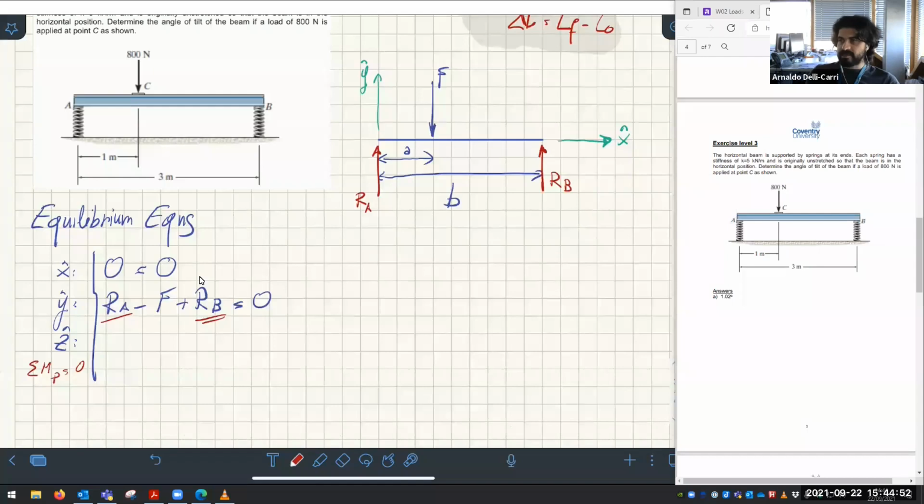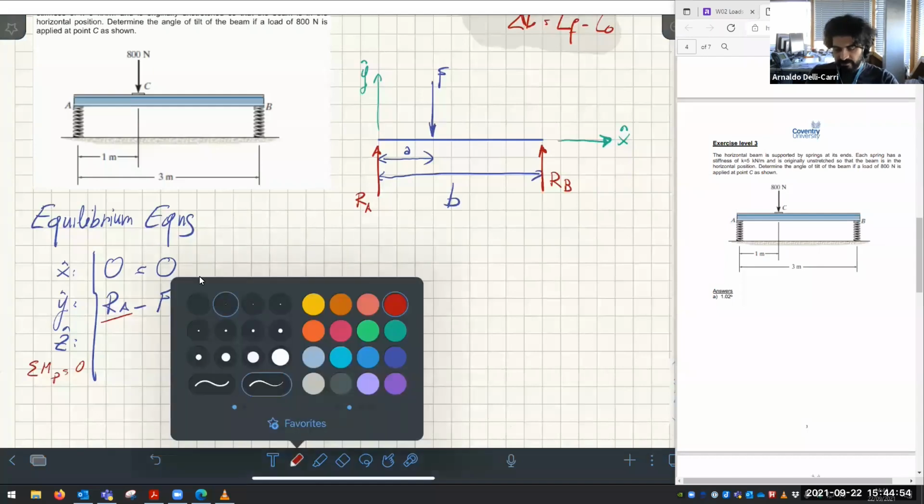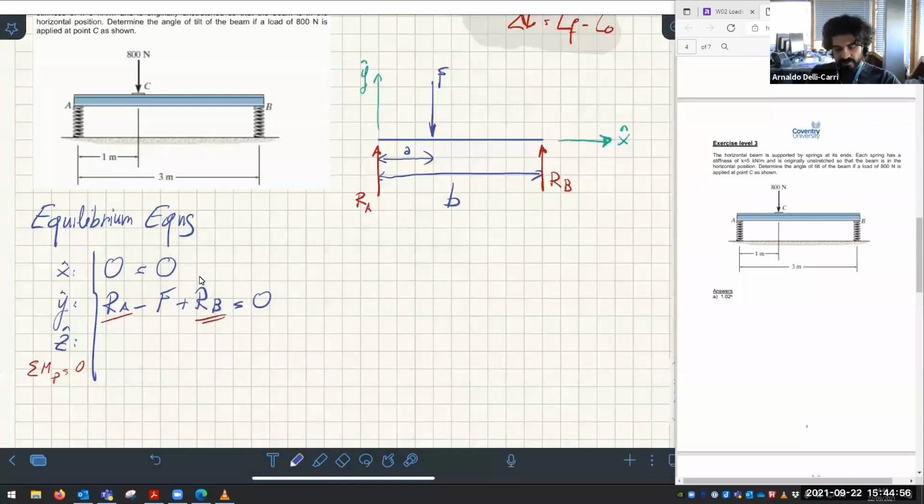Someone says to cancel RA. That is a very good argument. So I would also choose A because there are no wrong points. You can take any point to take moments about, but there are smart points and not so smart points about which to take the moments.